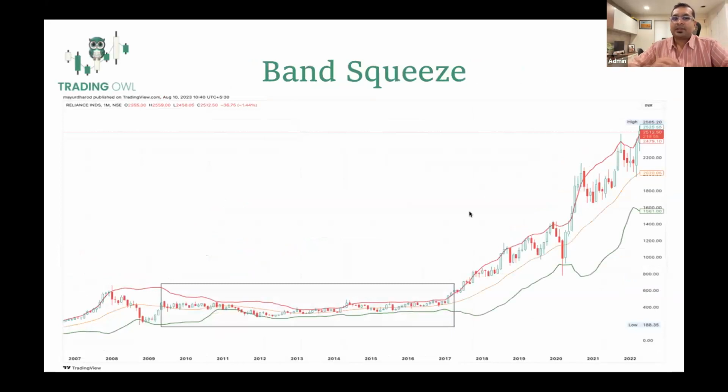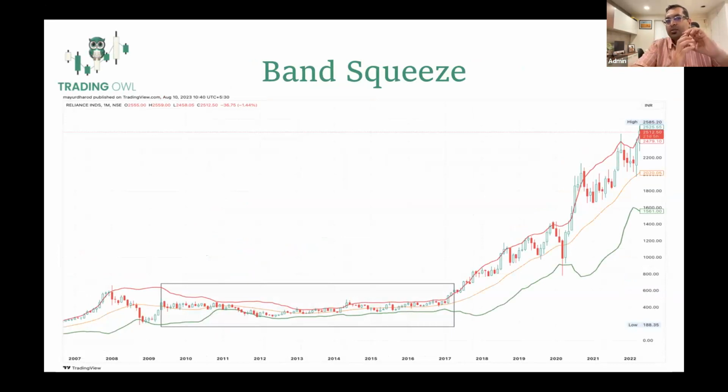This is another example where Reliance Industries on a monthly chart had seen a band squeeze for almost about 8 years. And after 8 years, the band opened up and there was a very substantial rally in the stock.